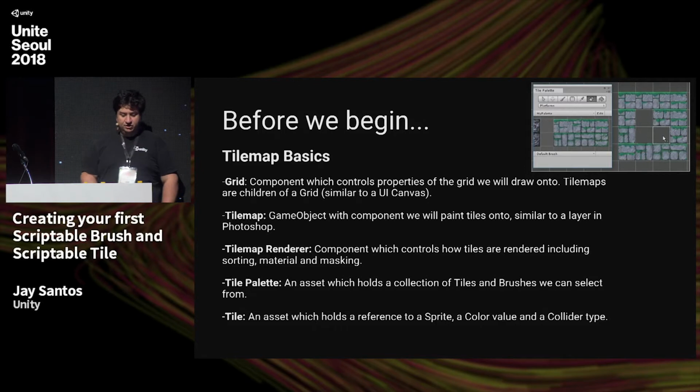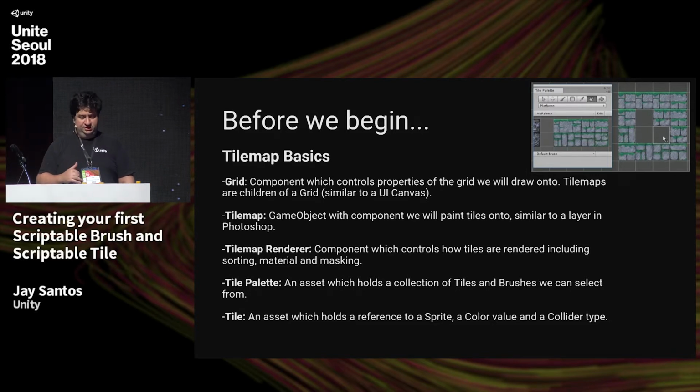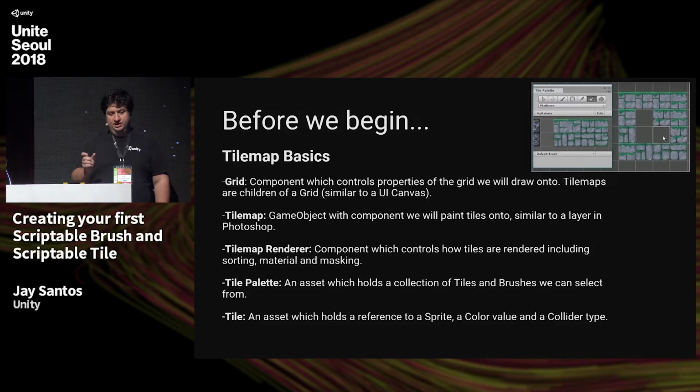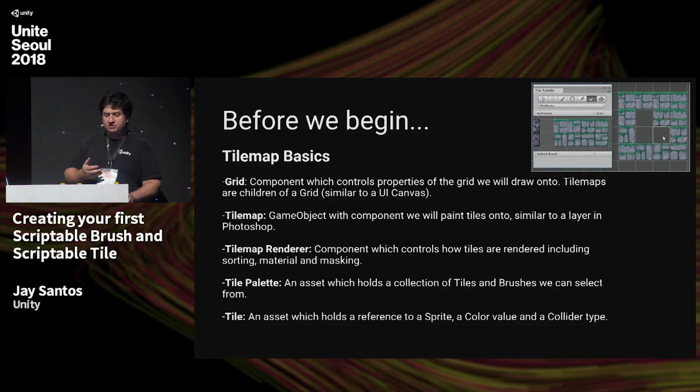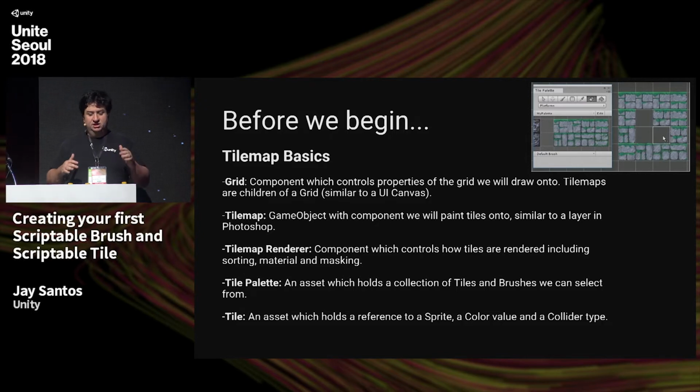Now, before we move into Unity and start the demo, I just want to go over some of the basic tile map terminology that we will use during this presentation. So, the tile map basics. First of all, you have the component called grid. I like to make a parallel between the 2D components and the UI components. In broad terms, you can think of the grid as your canvas. It is the main basic component to create tile maps in your game.